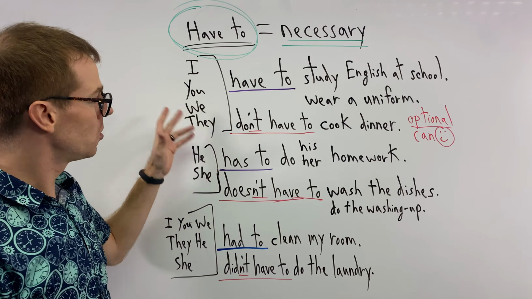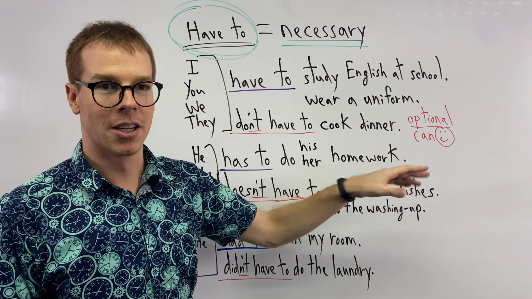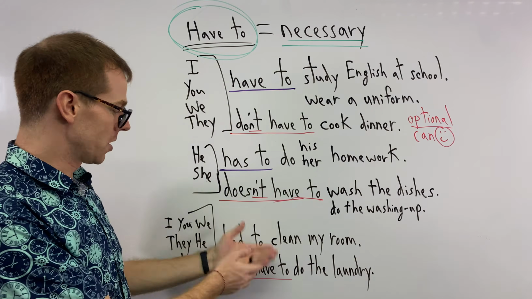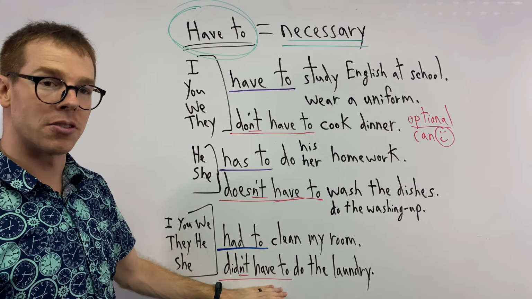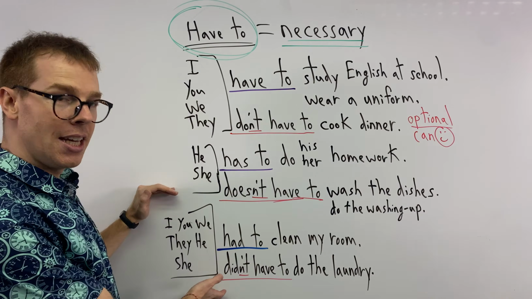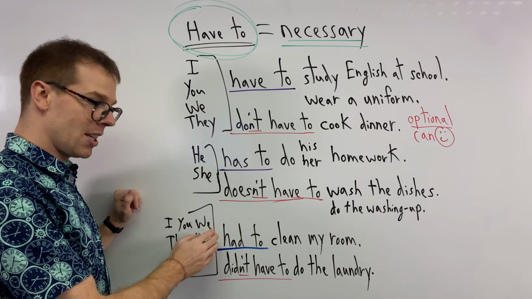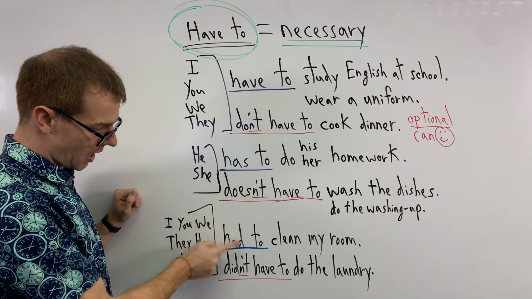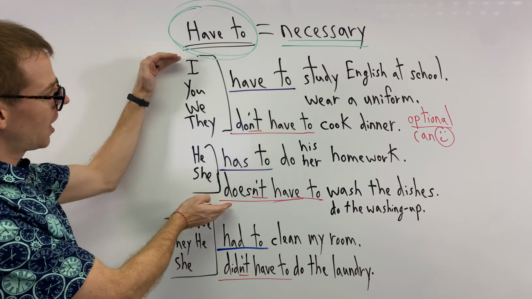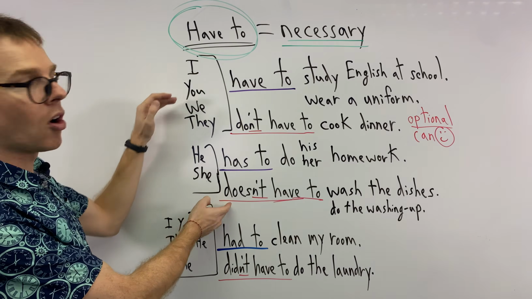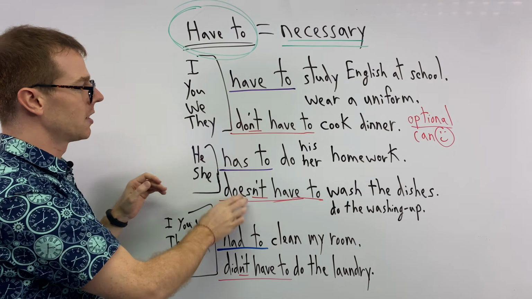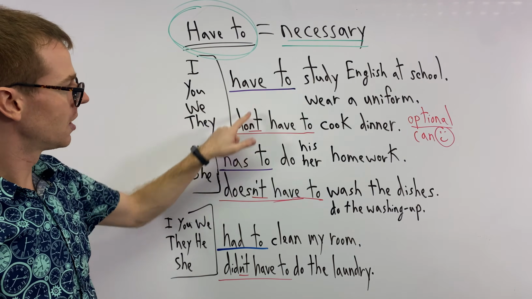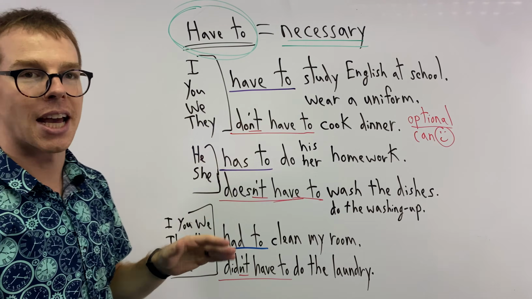My mother usually had to do the laundry. So it's a different choice, right? Had to, didn't have to. And this one, you're very lucky. I, you, we, they, he, she. All of these, same grammar. Just again, be careful. Remember, this pattern we always have to follow in English to change the don't and doesn't, the have to and has to.